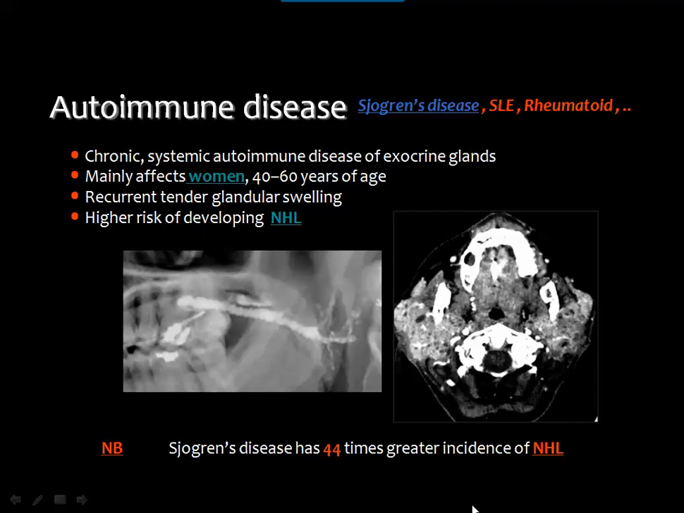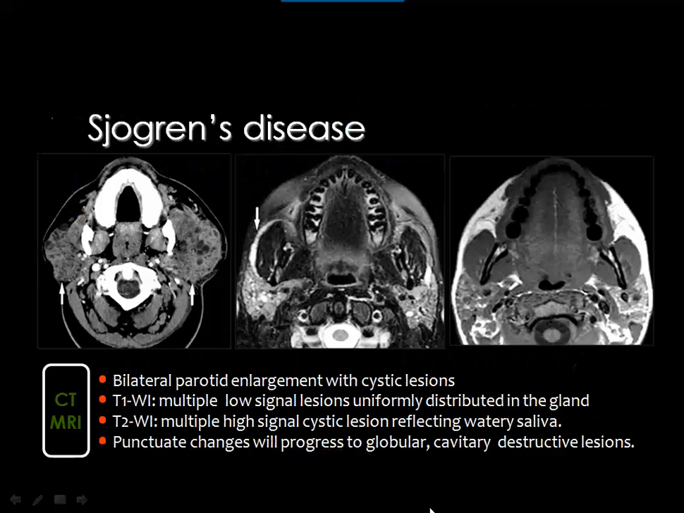And it is stated in the literature that Sjögren disease has 44 times greater incidence of non-Hodgkin lymphoma in the parotid region. For the diagnosis of Sjögren's disease, you should have bilateral enlargement of the parotid glands containing many small cystic lesions. The cystic lesions will appear hypodense on the CT, as you can see here. They appear low signal in the T1 and high signal in the T2 weighted images.